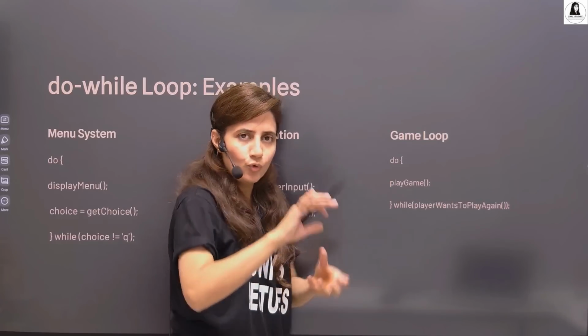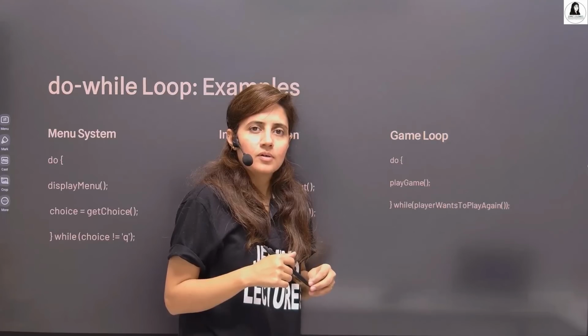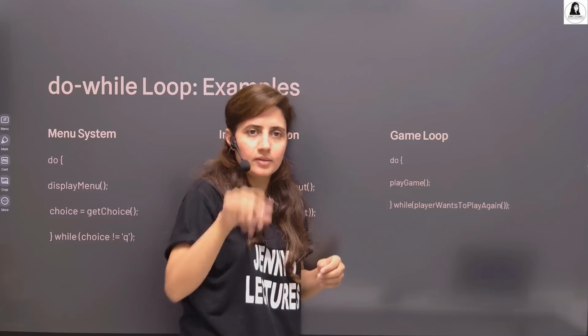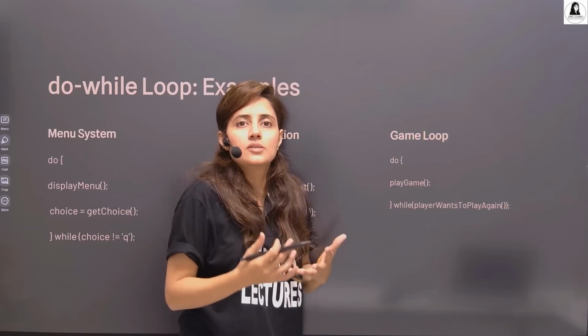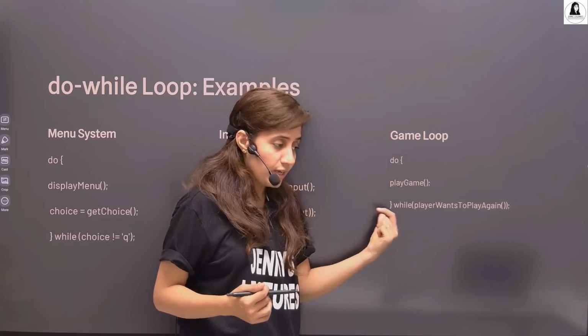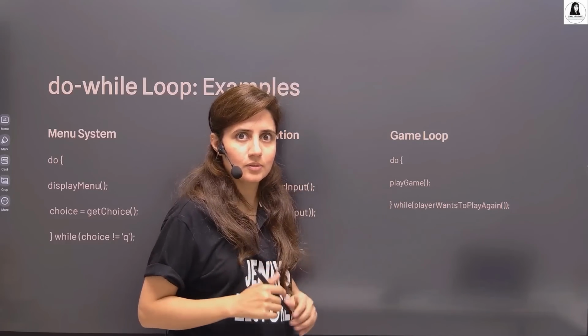So input validation, and in games also, like if you are playing any game, and at last if you want to check, do you want to continue? If the user enters yes, again continue. Till the user enters no, continue the game. Do you want to play again? Yes. In those cases, we can use do while loop, right? So I'll show you examples of these things. Let's see practically both while loop and do while loop and the difference.